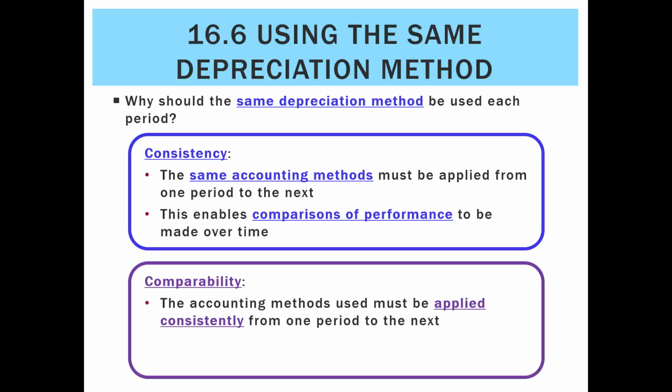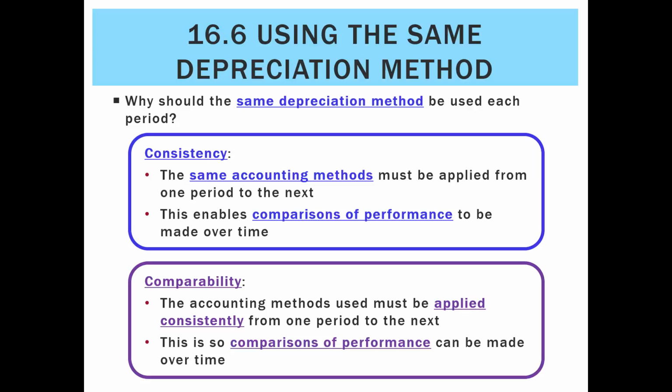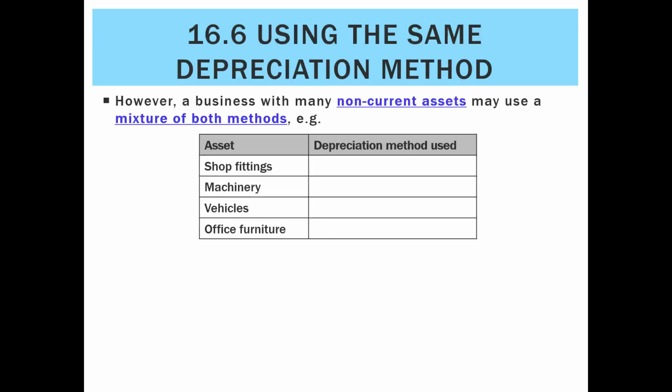Comparability as a qualitative characteristic says the same thing. Apply your accounting methods consistently, and then we can again compare our performance over time. So using the same method is going to allow us to do that. What we're saying is that you don't have to pick the same method for all your assets. So you can chop and change across asset types, but once you've picked a method for a particular asset, you've got to stick with it.